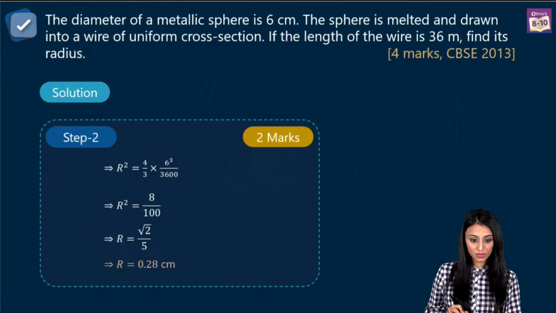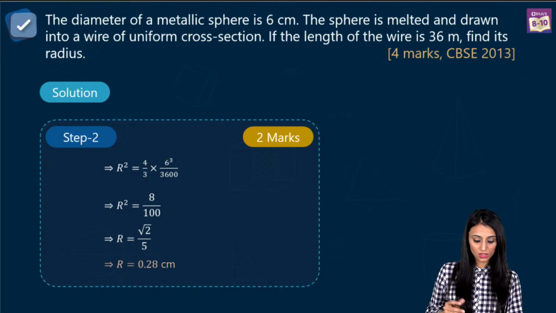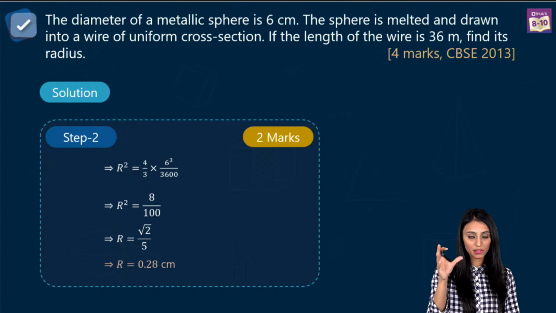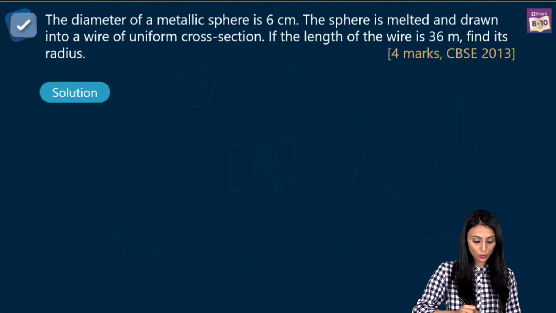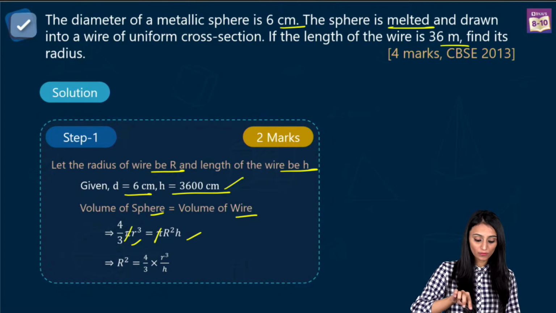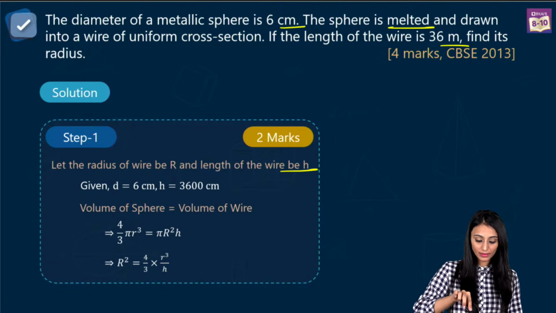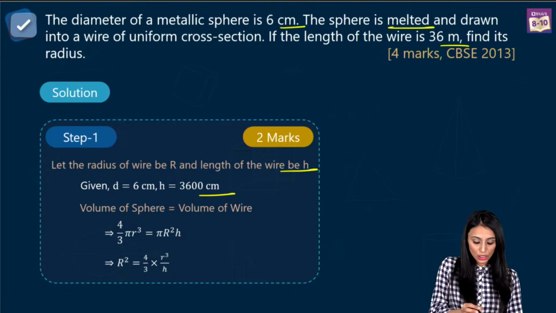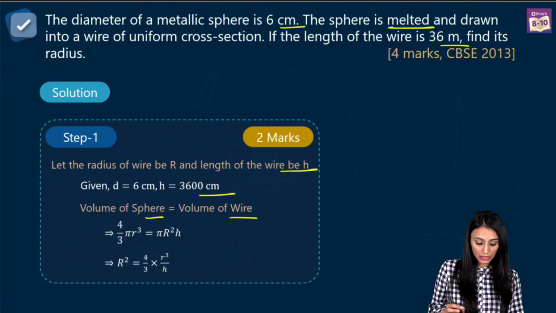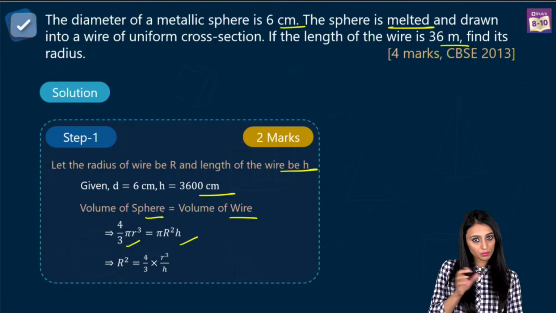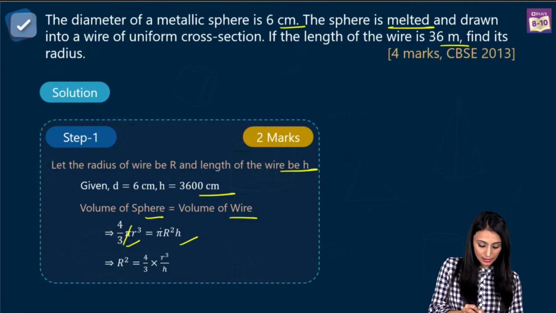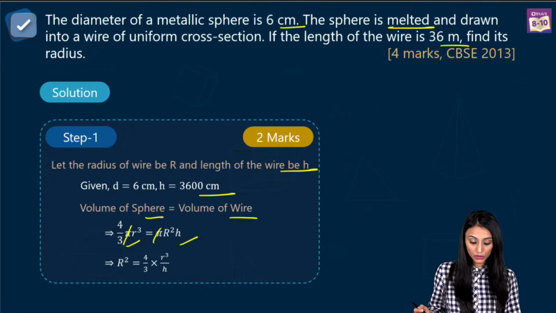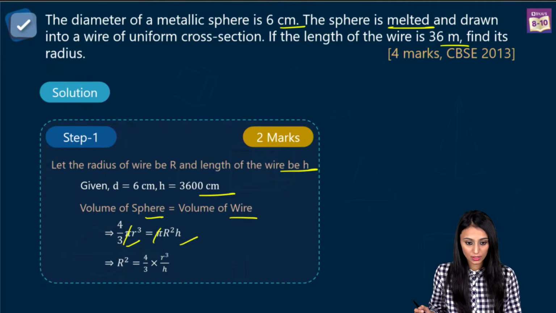Alright, so this was from surface areas and volumes. Surya Teja, this question. So you have a metallic sphere, it is melted. That means volume of sphere and volume of wire will remain same, right? First you have to make the units same. Height would be what? That would be 3600 centimeter. So volume of sphere and volume of wire would be equal. This is the concept that we are using. Put the formulas. Cancel this out. R square would be 4/3 into r cube by h. I'm repeating one more time for the ones who haven't understood.